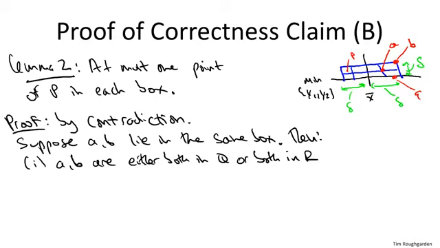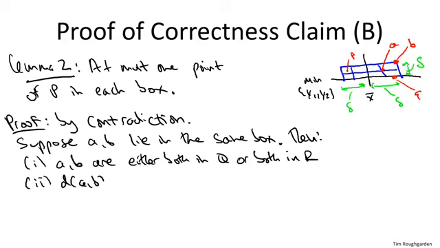So every box, by virtue of being either to the left of x bar or to the right of x bar, can only contain points from a common half of the point set. That's the first consequence of assuming that you have 2 points in the same box. The second consequence is, because the boxes are small, the points have got to be close.